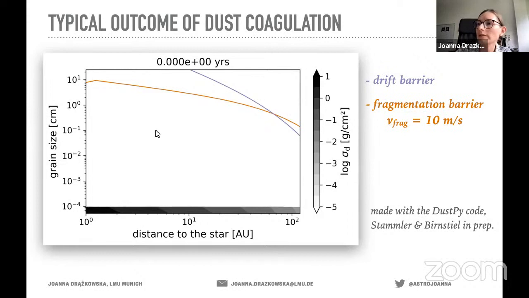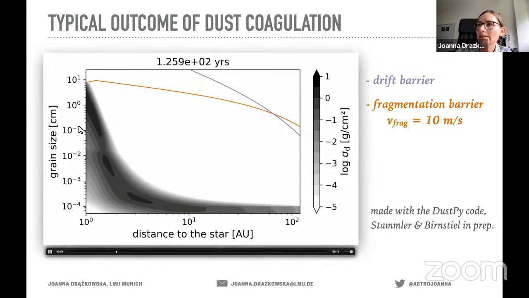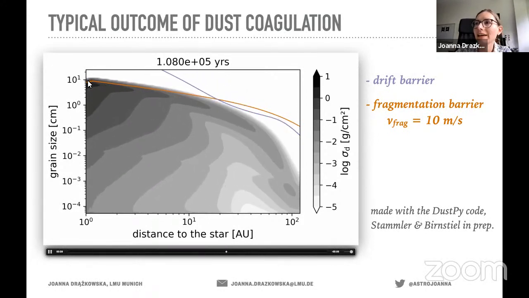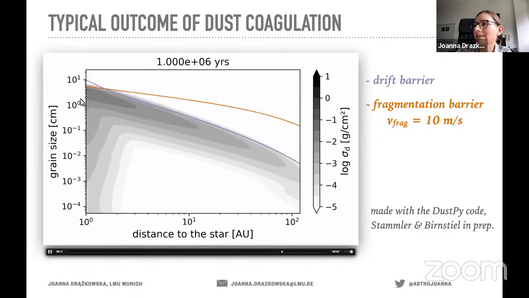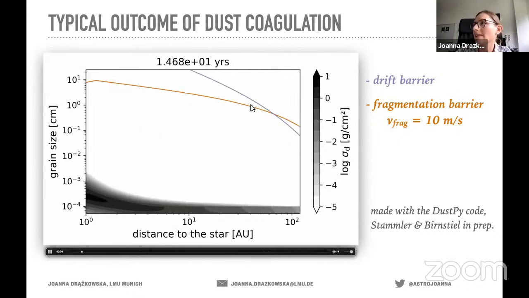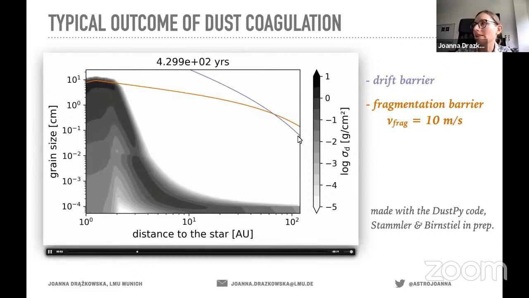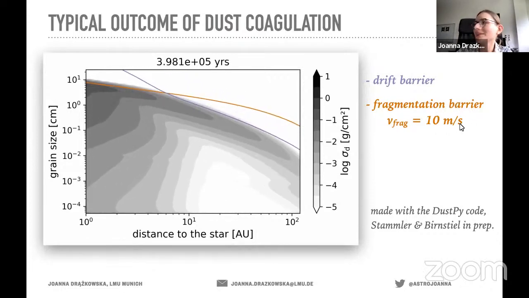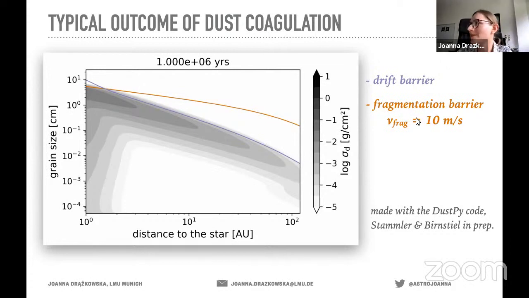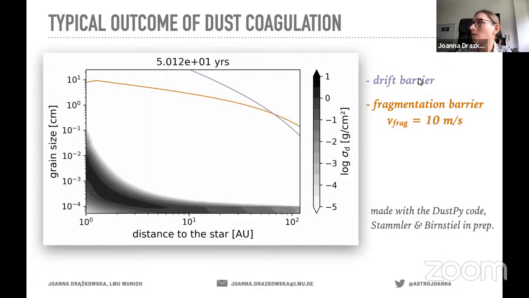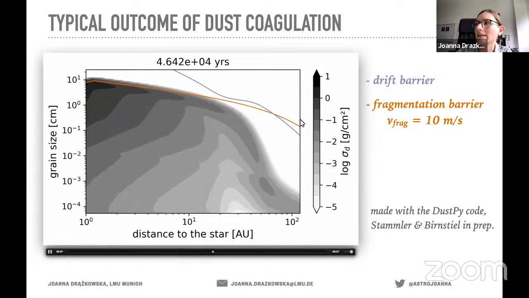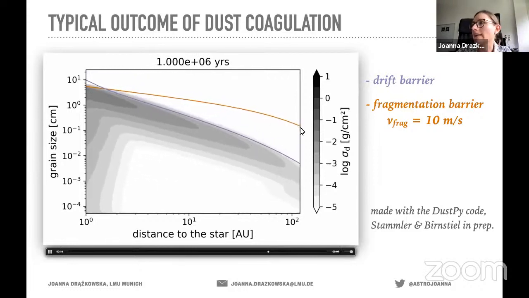And when we run this model, we see this inside-out growth pattern. It's just because closer to the star, everything happens a little bit faster. And those lines are our analytical prediction for the fragmentation barrier with the orange line. And here I already chose a very optimistic fragmentation threshold of 10 meters per second. And the drift barrier, which basically means that outside of this line, the drift is faster than the growth could ever be. So that's why nothing can go past this barrier.